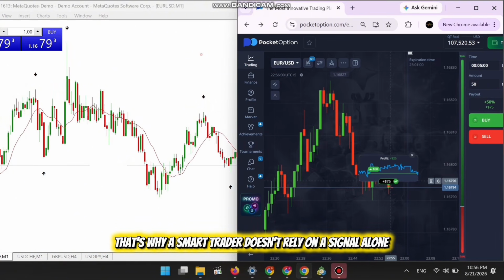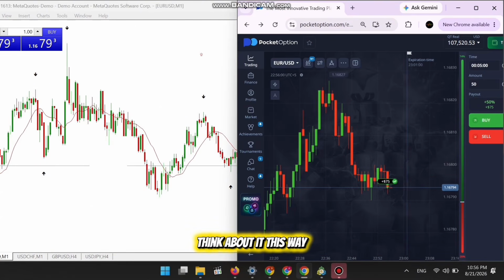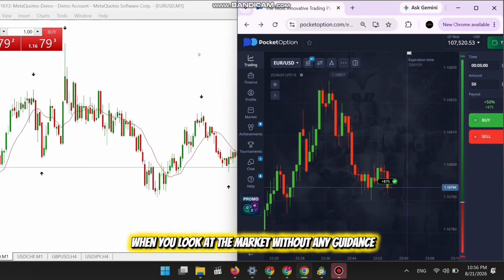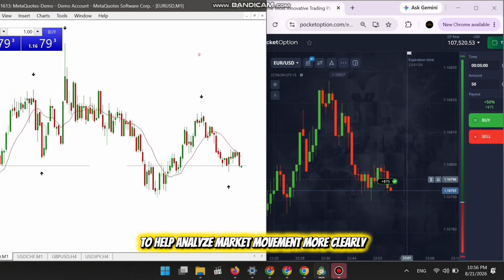That's why a smart trader doesn't rely on a signal alone. Think about it this way. When you look at the market without any guidance, you're looking at thousands of candles and movements, and identifying the right direction can be difficult. A serious trader uses appropriate tools and indicators to help analyze market movement more clearly.